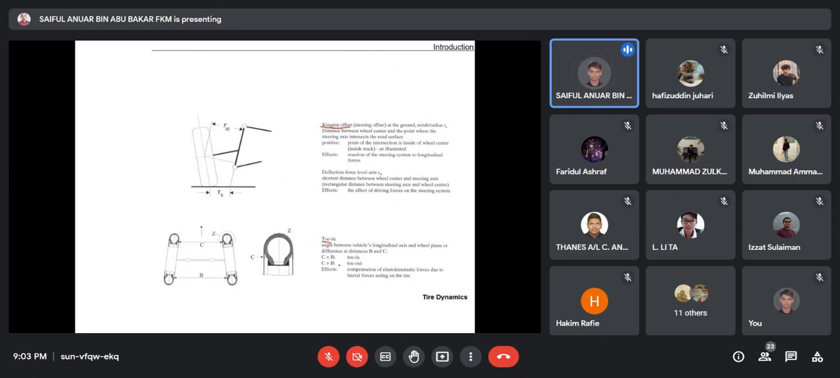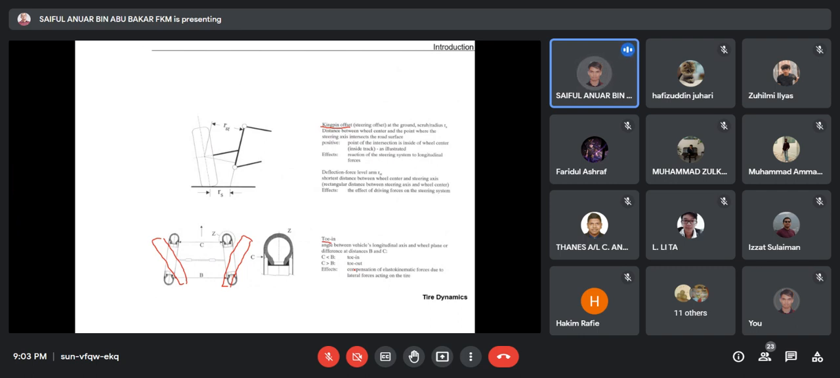If it goes outward like this, distance C is bigger than distance B. So we're going to have a toe-out, which in fact compensates the kinematic forces due to lateral forces acting on the tire. Usually the toe-in is going to affect your ability to take corners, and also the tire wear and tear.